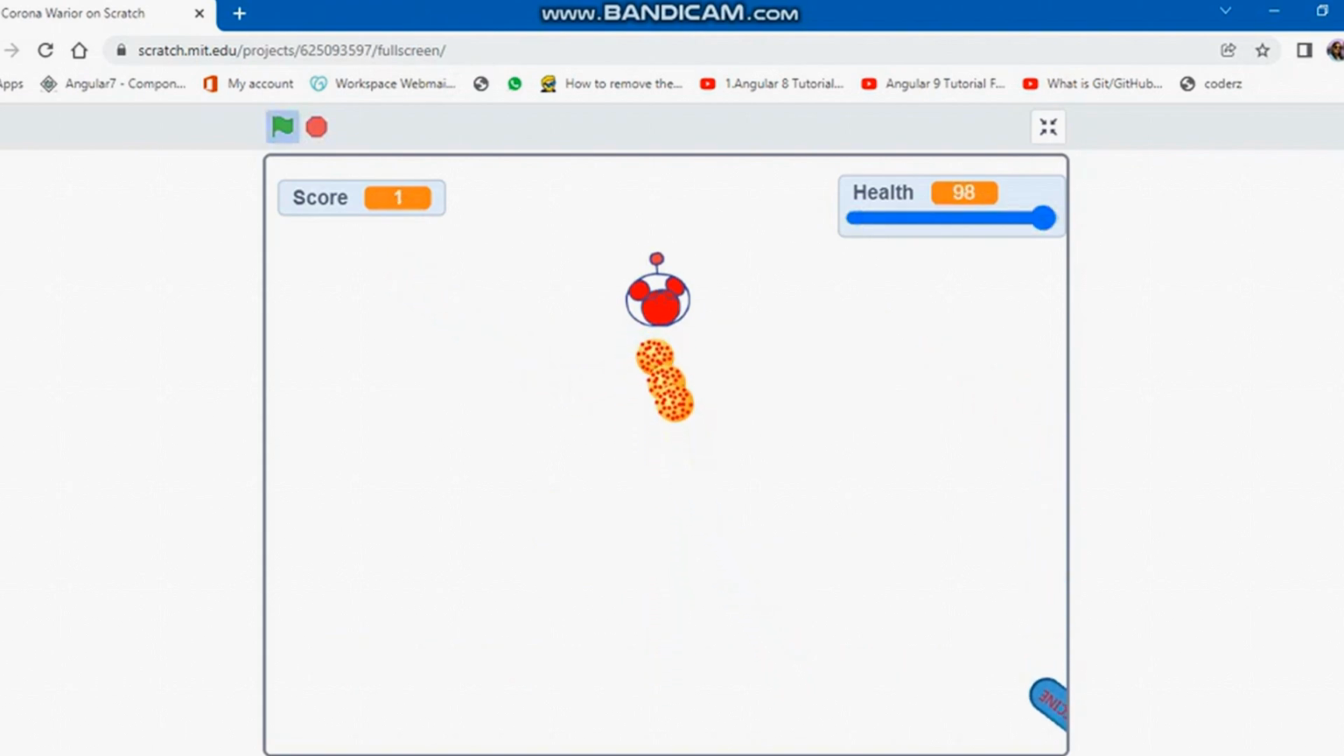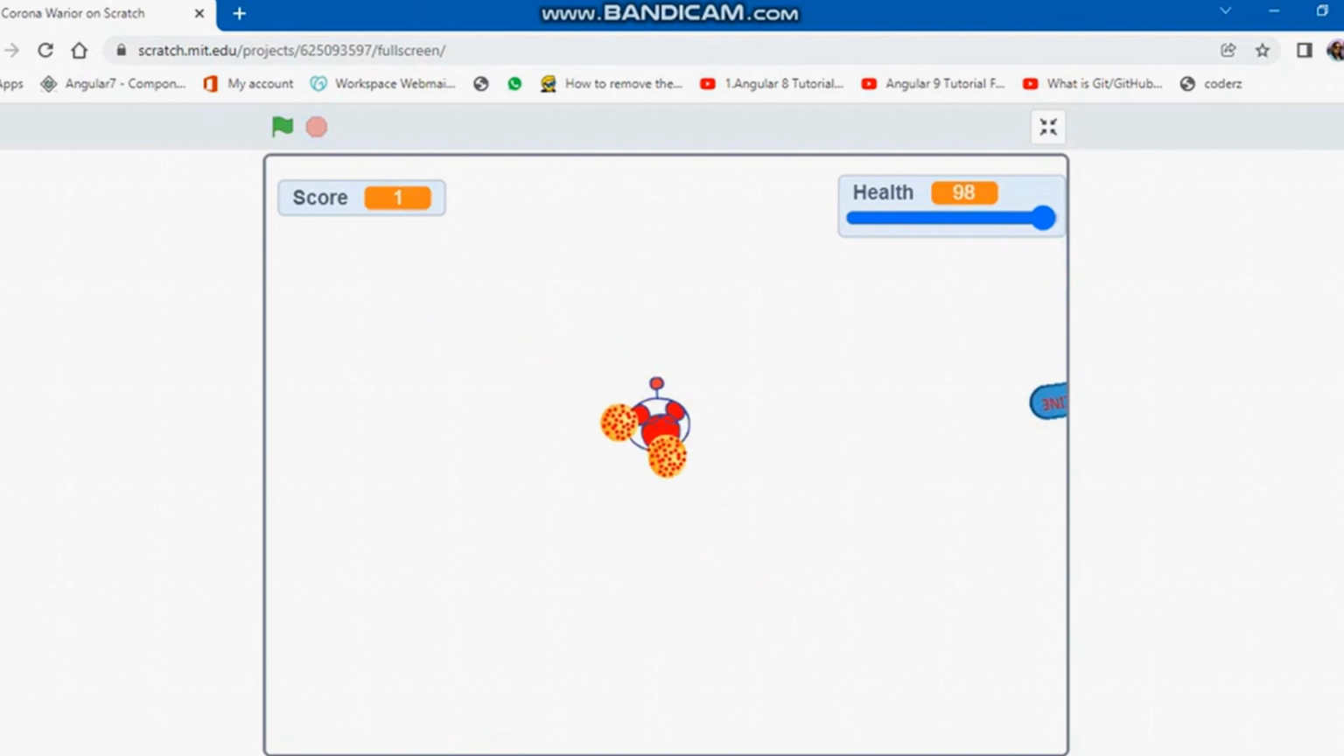Now we need to roam around and grab the vaccine. The viruses follow us and the vaccine moves away from us. The health gets decreased by 2. And for roaming around, we need to press the arrow keys.